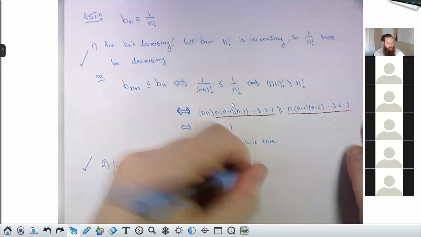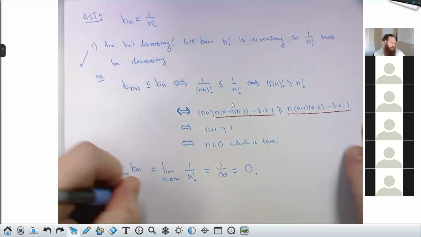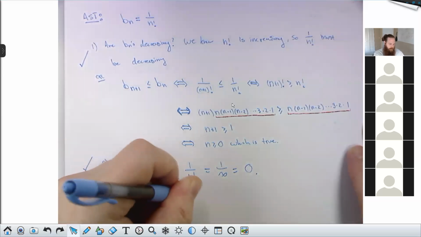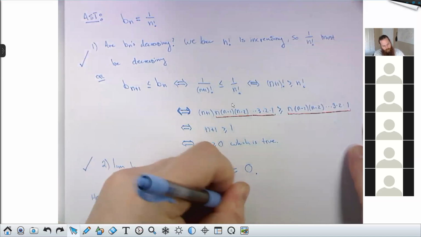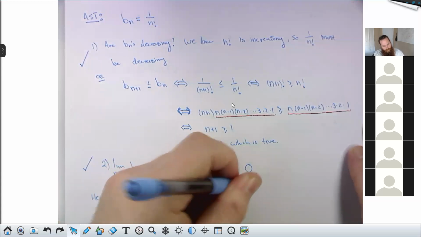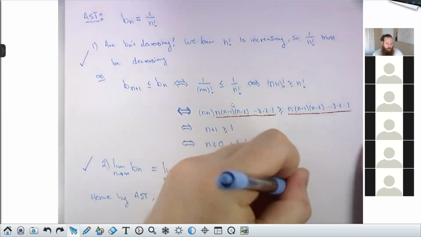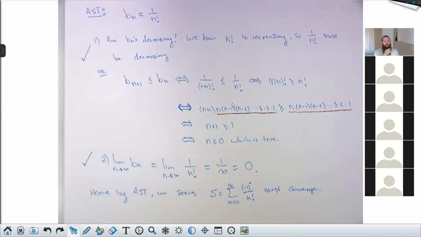Thus, by the alternating series test, our series S equals the sum from n equals 0 to infinity of negative 1 to the n over n factorial must converge. Okay, so we have the convergence.